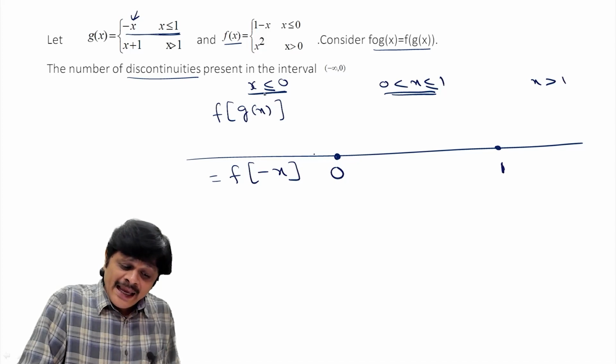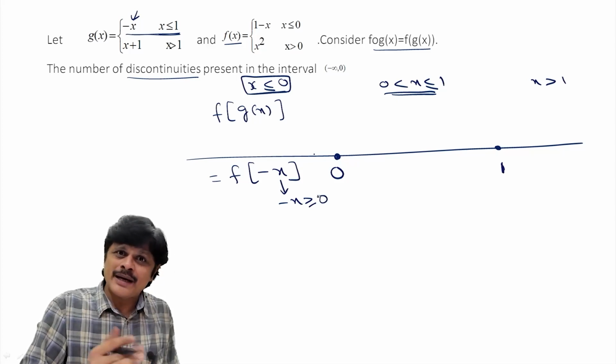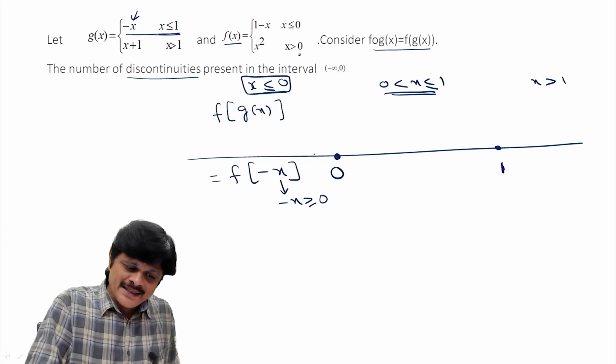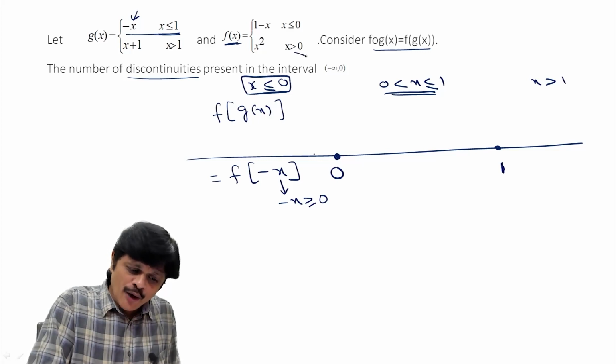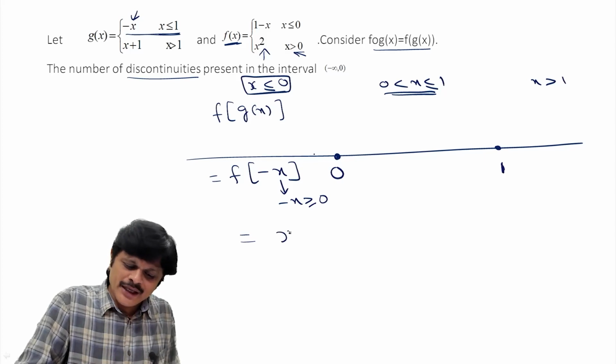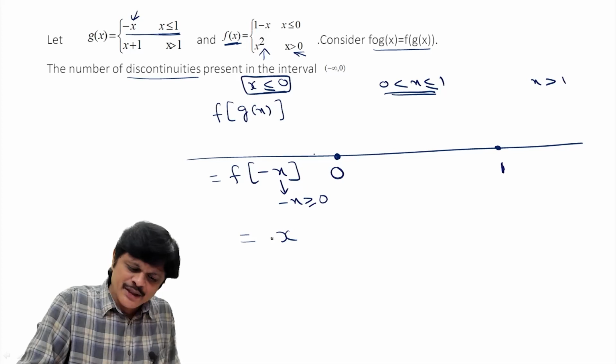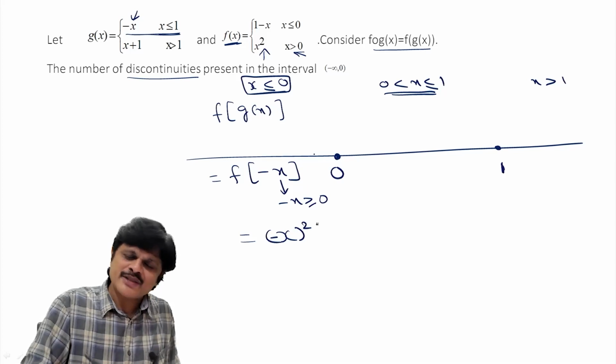Now x less than 0 means minus x will be greater than 0. Correct or not? When x is less than 0, minus x will be greater than 0. So for x greater than 0, how is f(x) defined? It is defined as x square. So the definition would be, whatever minus x is, greater than 0, no? So it is minus x whole square, square of that function.